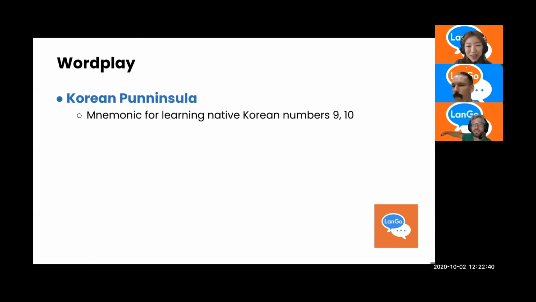That brings us to wordplay. Speaking of wordplay, topic we take so seriously. Today we're going to share a useful mnemonic that is in our second book in the Lango Korean series. Okay, this comes from our new book, Korean Pando, Korean Peninsula, spelled Punninsula. Zing. And this particular pun is a great mnemonic for learning the native Korean numbers.